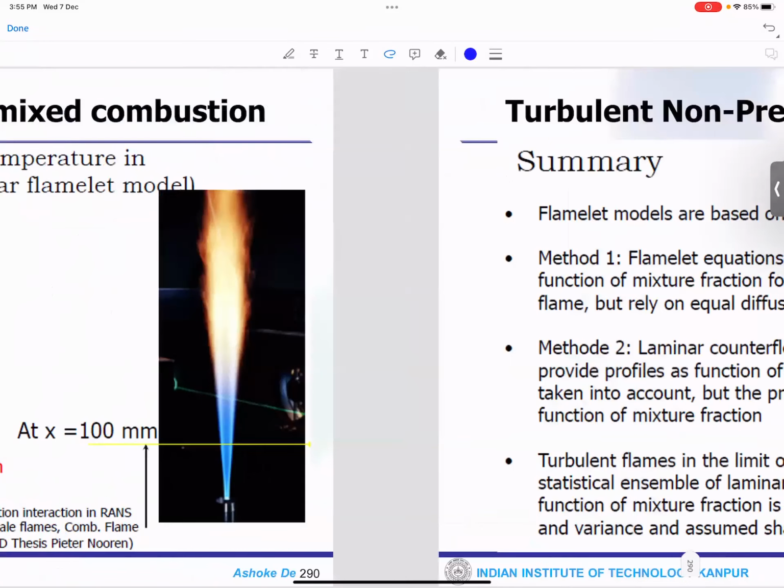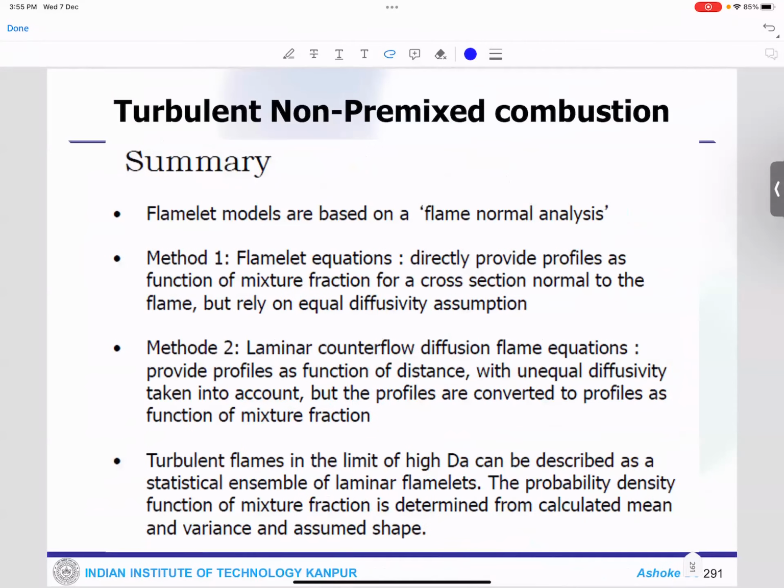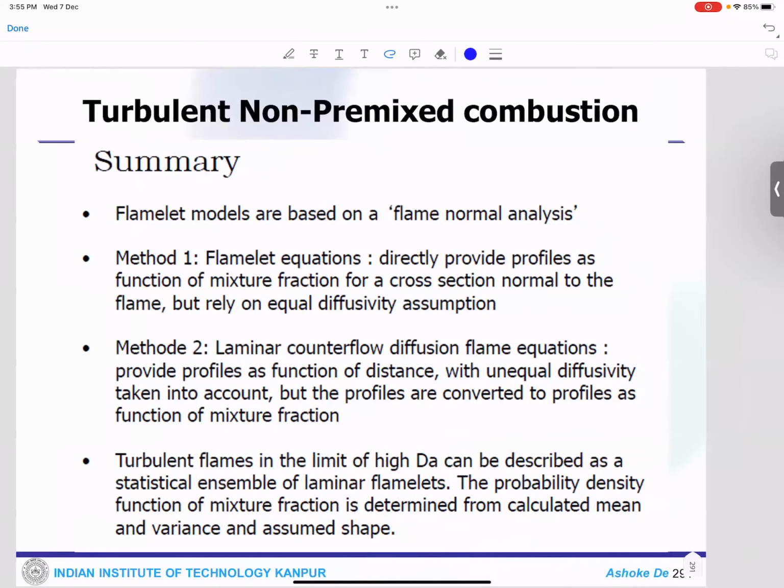So in summary, flamelet based model where you solve for this mixture fraction variance and all this, these are flame normal analysis. So you first compute the flamelet equation. So this will provide you the profile as a function of mixture fraction across the normal to the flame. Then you solve the counterflow diffusion flame, and this function of the distance, equal diffusivity, those things you take into account. And in the turbulent flame front, you consider that during the analysis.